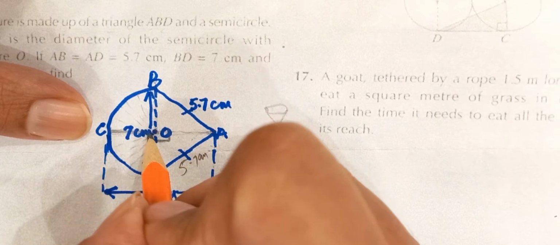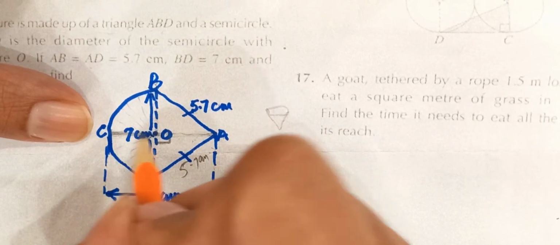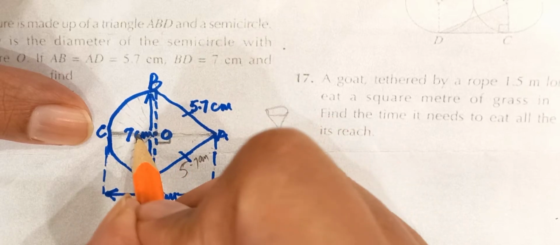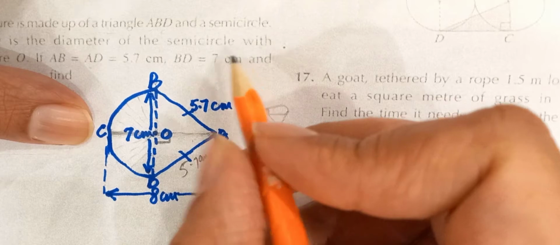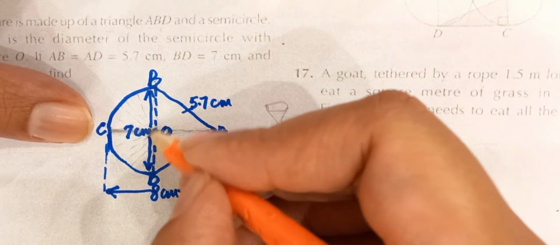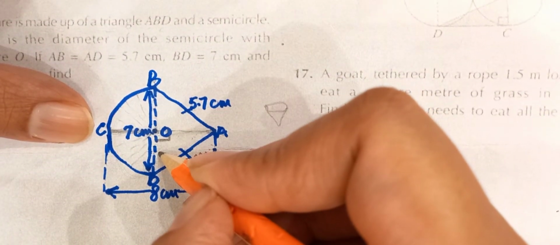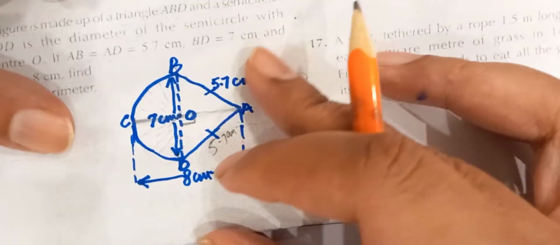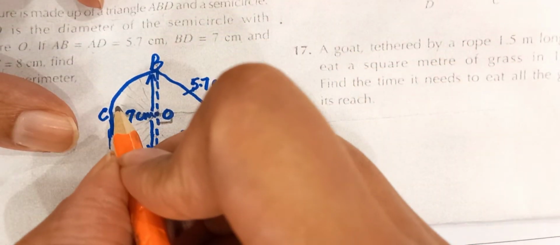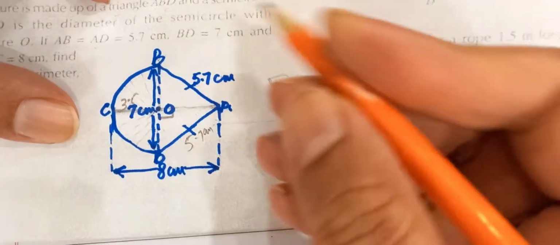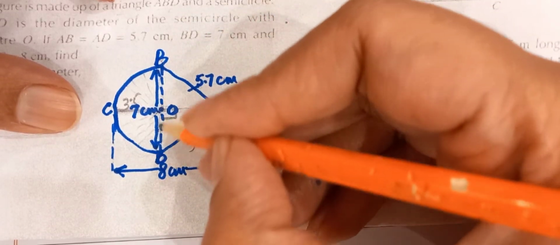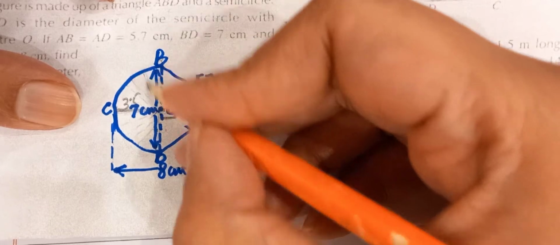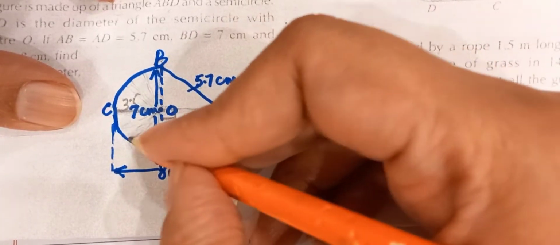I have particularly mentioned that this line is radius, because from this line we will come to know about the radius of this semicircle, and then we can know the height of the triangle. How are we going to know that? Now we know that 7 centimeter is the diameter of this semicircle. So radius is half of 7 centimeter. Half of 7 centimeter is 3.5 centimeter. 3.5 centimeter here, 3.5 centimeter here, and all these lines are 3.5 centimeters.